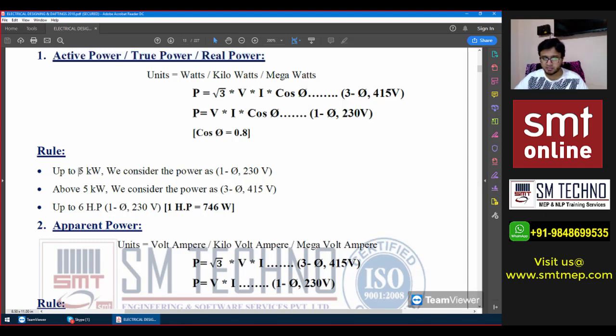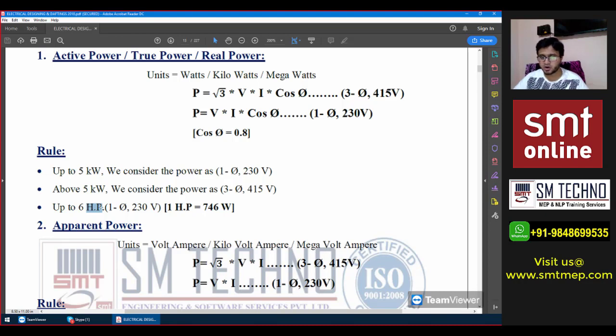Whenever the load you are using in the home or in your building is less than or up to 5 kilowatt, we can go with a single phase system at 230 volts. When the load is above 5 kilowatt, you have to go with a 3-phase system. Remember that the active power can also be represented in terms of HP.